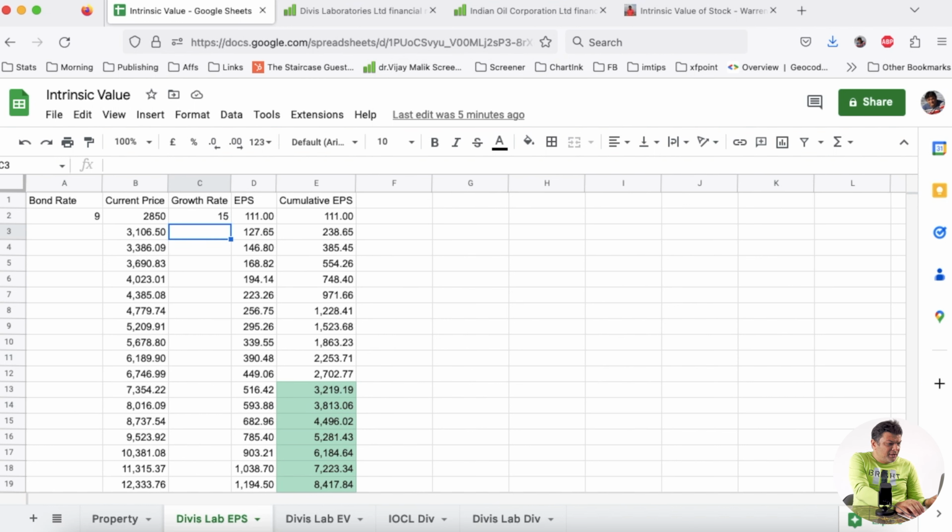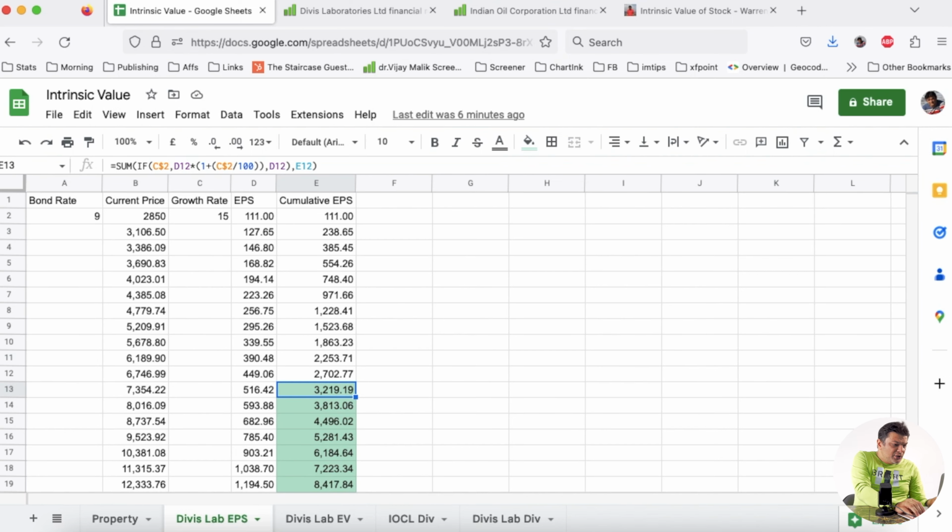So now let's see. Once we put this in, the cumulative EPS after, say, 12 years becomes 3219. So in the 12th year, for the 2850 rupees that we invested in a company, the cumulative cash has been taken out from that business. Whatever profit is generated from the business by investing 2850 rupees, I am taking out, because I am the sole owner and I have only one share.